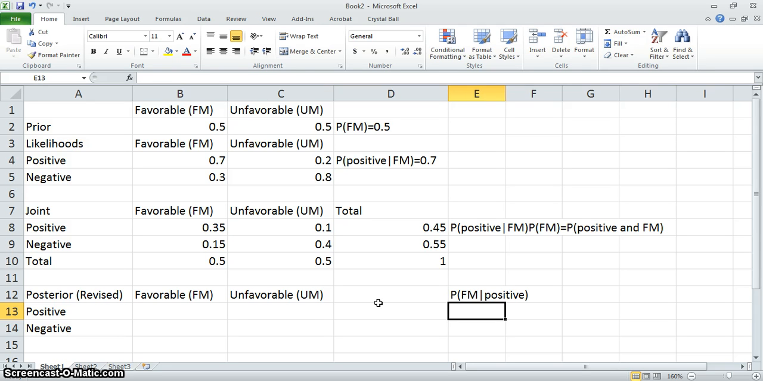This is often called a revised probability because if you notice up here, the prior probability of the favorable outcome was 0.5. Now what we're doing is revising that probability in the presence of new information, which would be the positive survey results. Intuitively, we would probably expect this revised probability to be higher than the original prior, because the positive result we would expect to predict the favorable outcome. But we'll see when we calculate these.